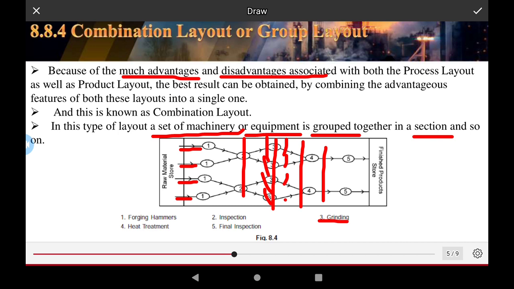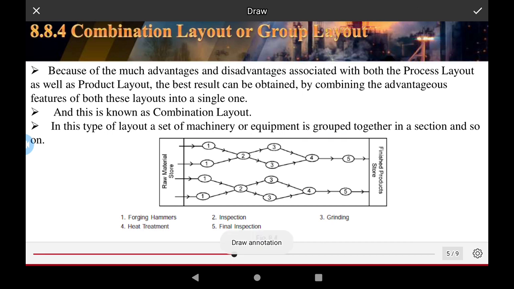The final inspection is required for the materials. The final stage is where the raw material is converted into the finished product. The finished product is stored. This whole working of the plant is the operation management.